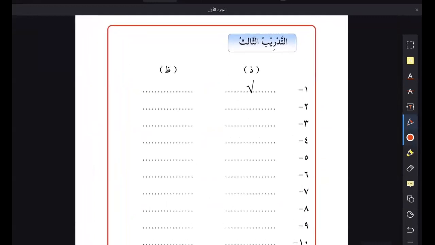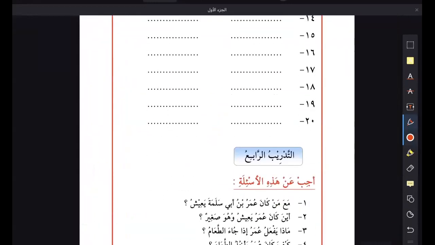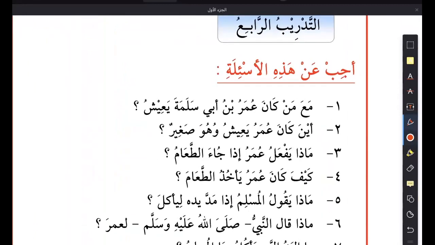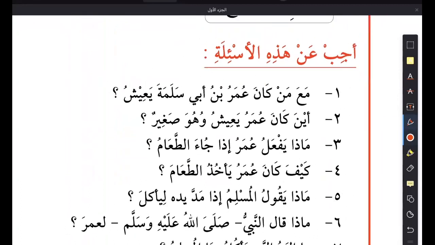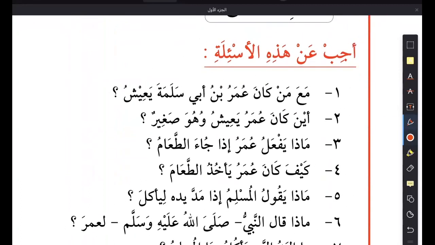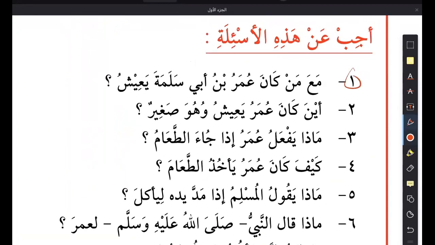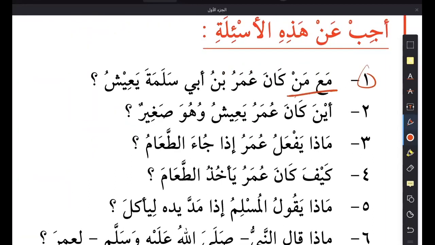And Atadrib al-Thalith, I'm not quite sure. Then we have Atadrib al-Rabi': Ajib an hadhi al-as'ila, answer these questions. These questions relate to the reading that we have done. I don't want to go through all of them, maybe one or two. It says, Ma'aman kana Umar ibn Abi Salama ya'ish. With whom? So who did he live with? From the text we learned that he lived with his mother.